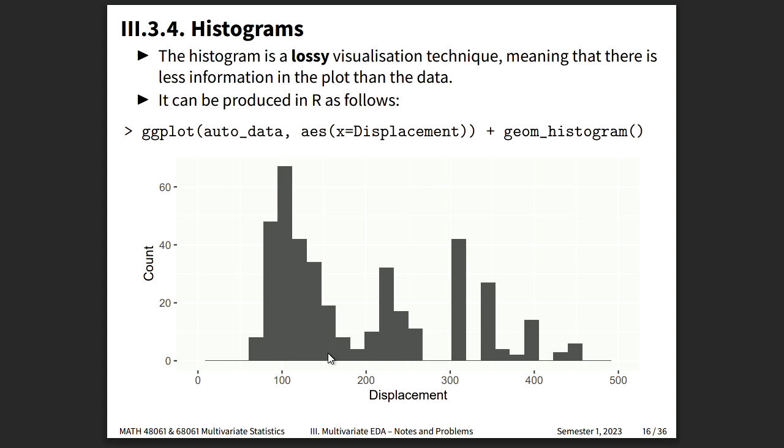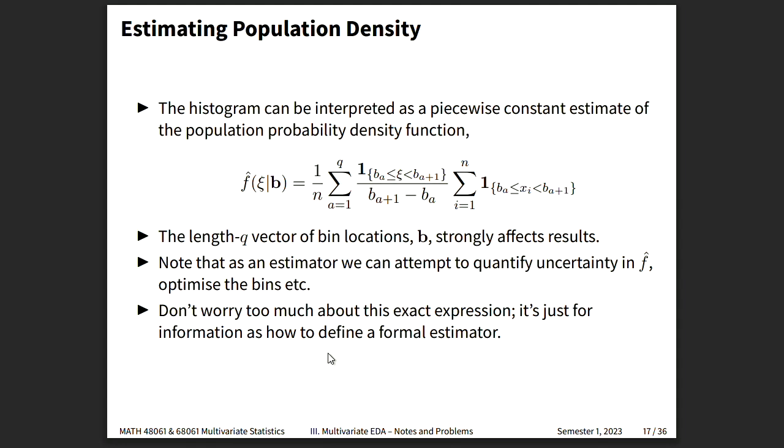You're saying the histogram is a piecewise constant estimate of f, yeah. And that's how you can kind of optimize what the bin widths of the histogram are. So you can write it like this, and that makes clear in what sense the histogram's an estimate of the population density. Okay, how you set the bins strongly affects the result, so you can try to quantify uncertainty in an estimator f hat, right, and so on.